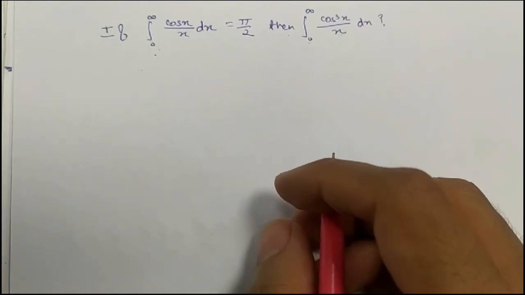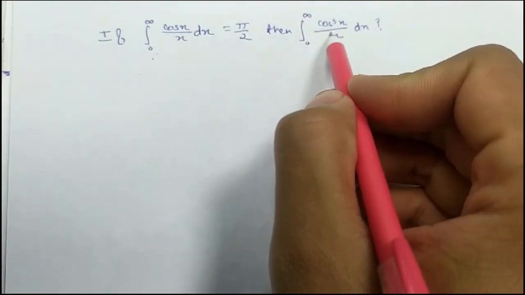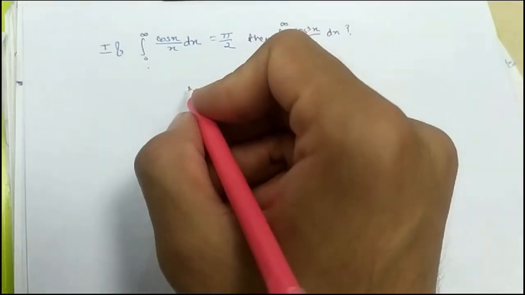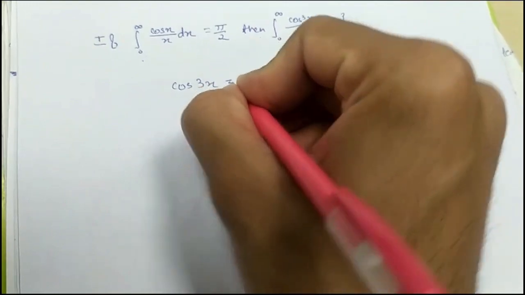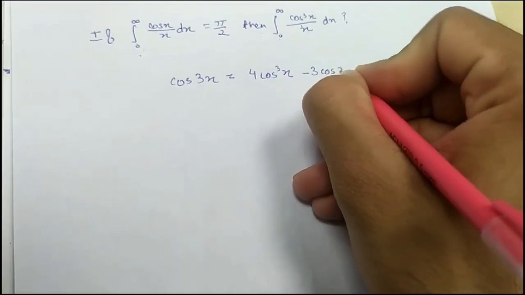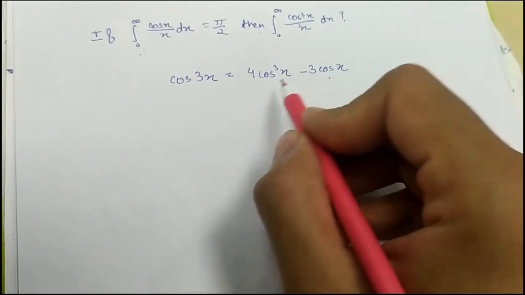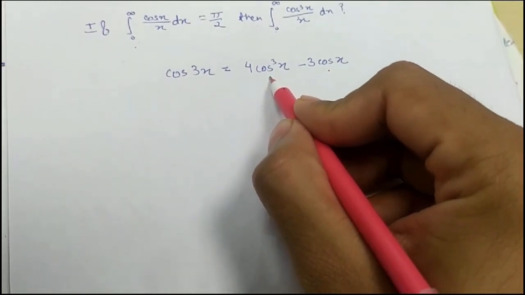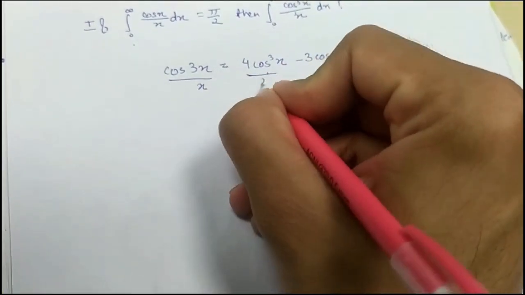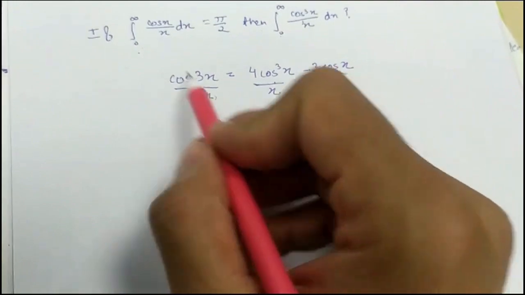First we need to think of a formula or an identity which will relate cos x to cos cube x. One formula that comes to my mind is cos 3x is equal to 4 cos cube x minus 3 cos x. As you can see clearly here, cos x is getting related to cos cube x. Now let's divide this whole equation by x. We are trying to get it in the format of the question.